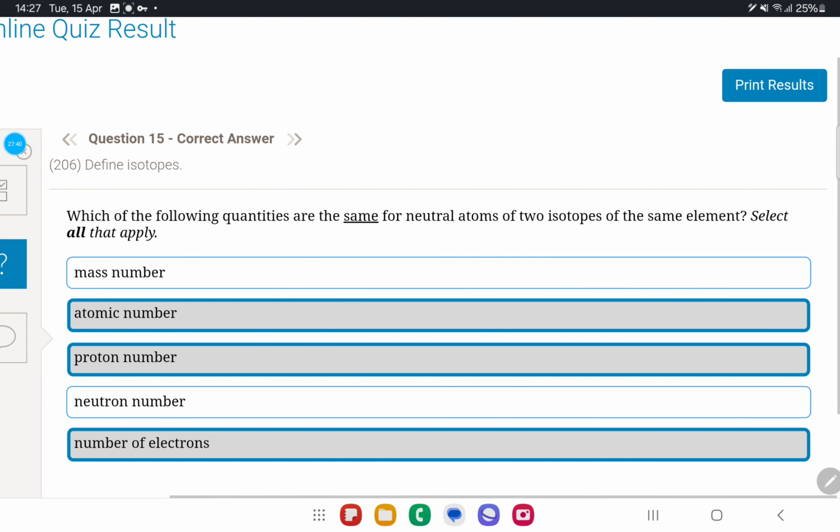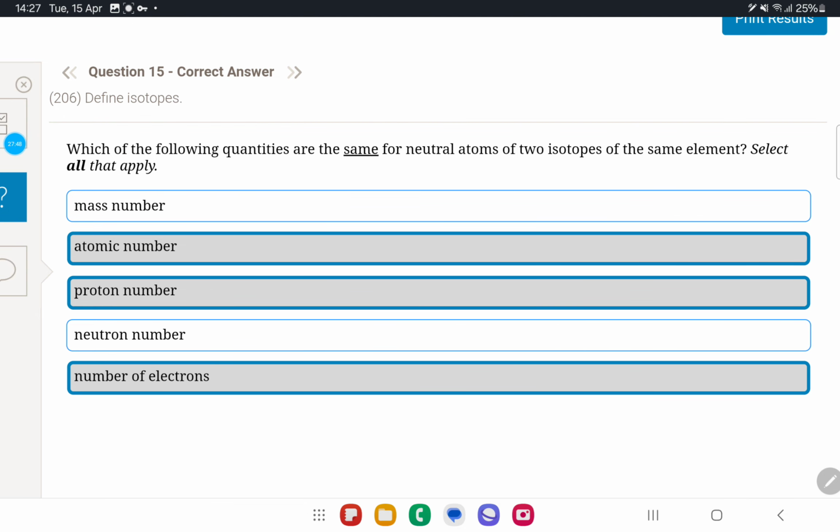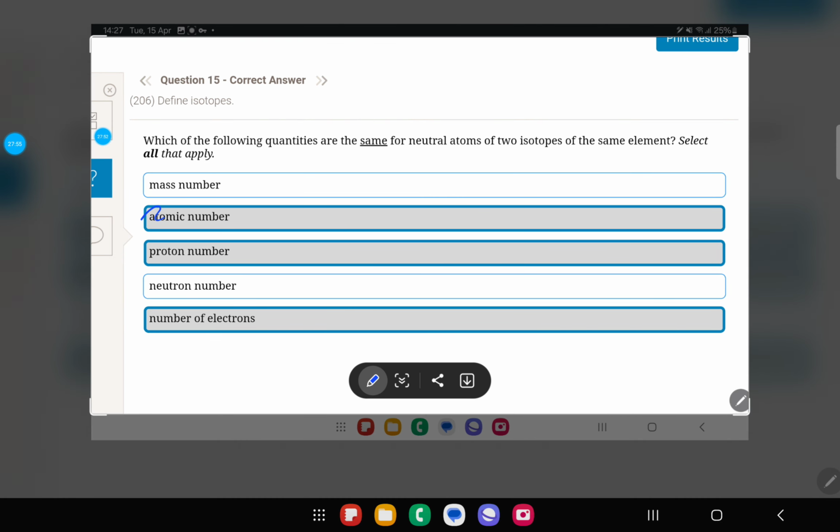Now moving on to question 15. Which of the following quantities are the same for neutral atoms of two isotopes of the same element? Okay, back with isotopes. Again, the property of isotopes is that they have the same atomic number. Since they have the same atomic number, they would have the same proton number, since atomic number is basically how many protons are in this nuclide. So these are correct.